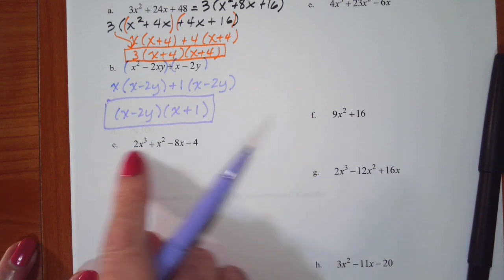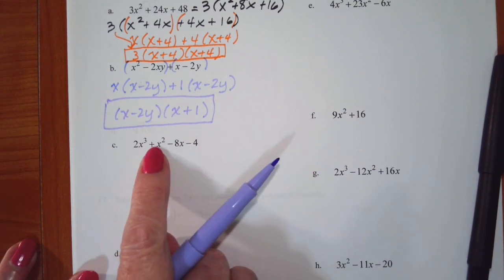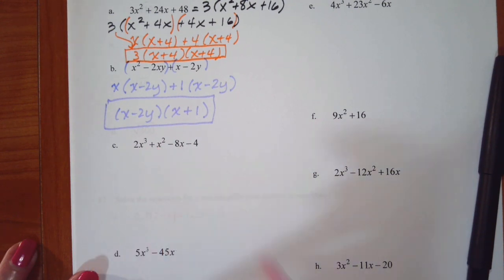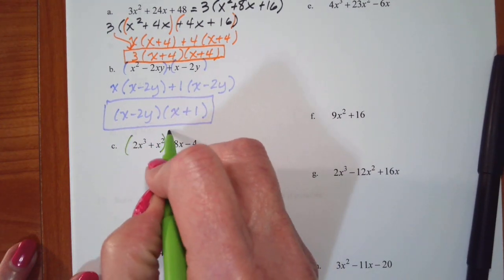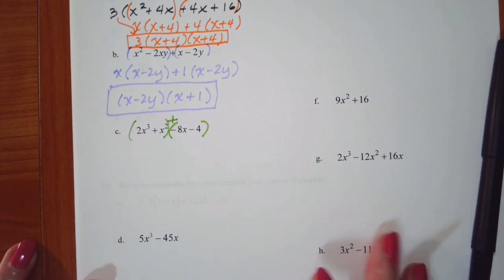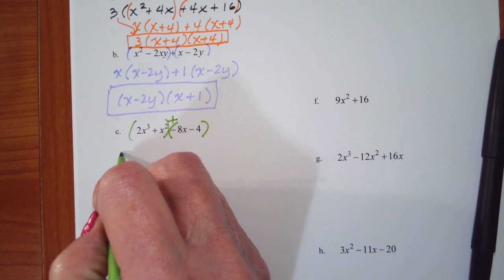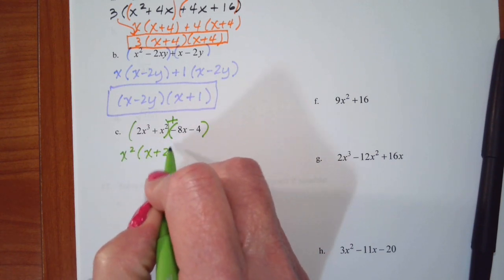Okay, C, I don't have a greatest common factor. They don't all have an x, and this one is not divisible by 2. So 4 terms, I'm ready to group. Okay, but I have to remember here that it has to have a plus sign in between, so the negative sign goes with the 8. Greatest common factor here is x squared, and I'm left with x plus 2.